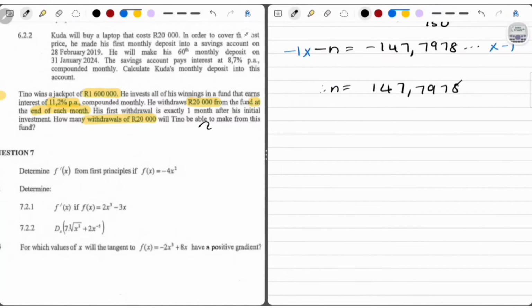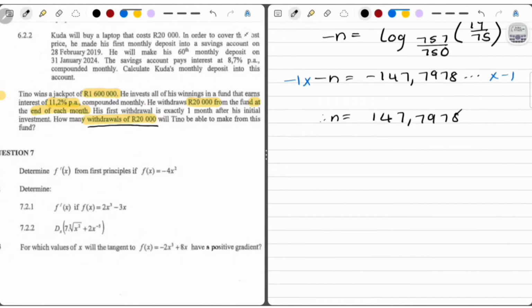The question was, how many withdrawals of 20,000 will Tino be able to make from this fund? This is telling you the amount of withdrawals. This was compounded monthly, so this is the amount of months in total. In other words, the amount of withdrawals that he is going to make. I'm not going to convert it into years. I'm going to leave it like this.